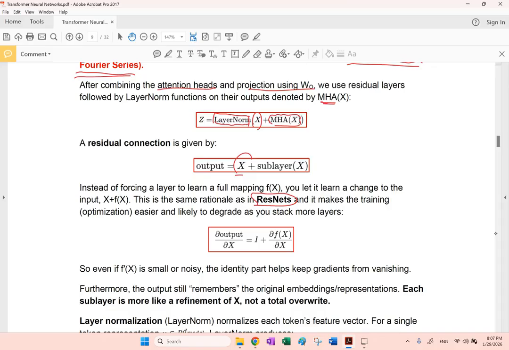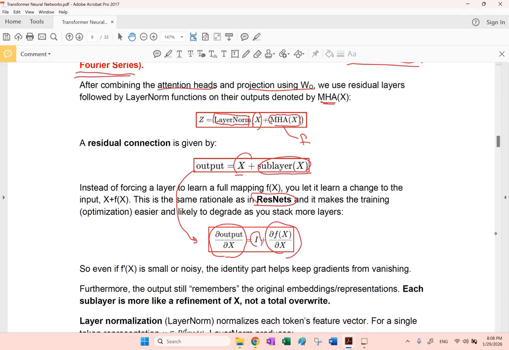Remember, in backpropagation, you always need to take partials of outputs of any layer with respect to input of the layer. So we need to calculate this kind of matrix, right? Fine. If I take a partial with respect to x of this formula, what would you get? You get partial of output with respect to x is partial of x with respect to x, which is identity, plus partial of the multi-attention head. If you call it f, this is the derivative of that.